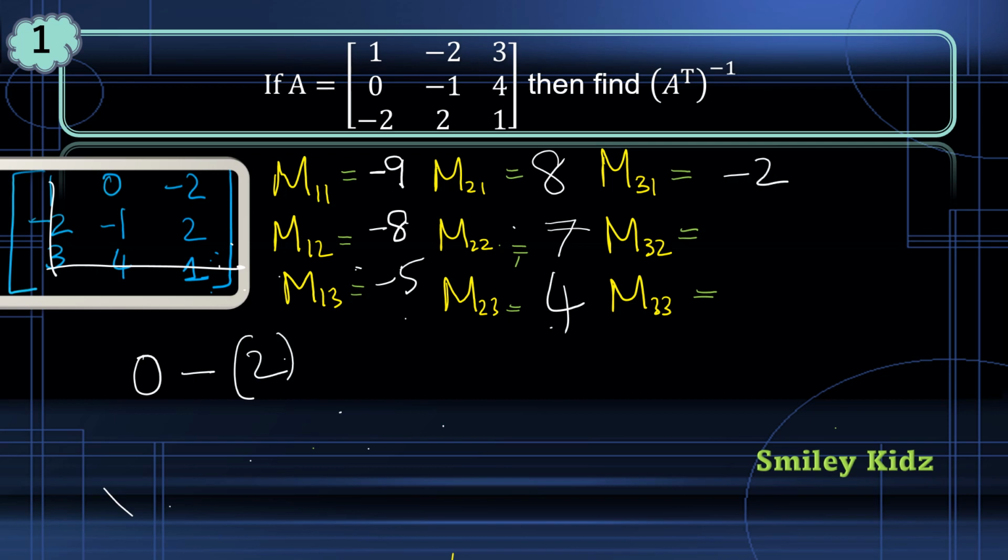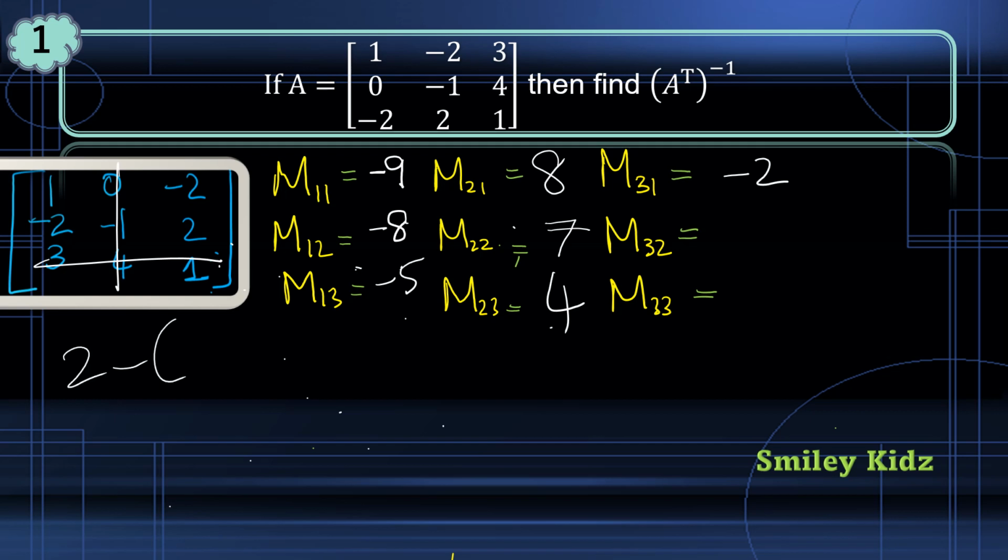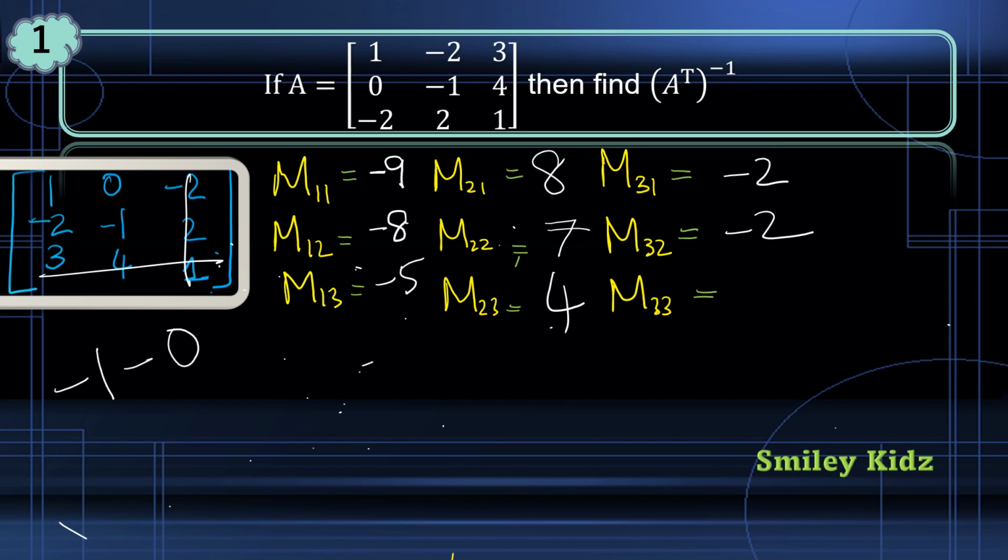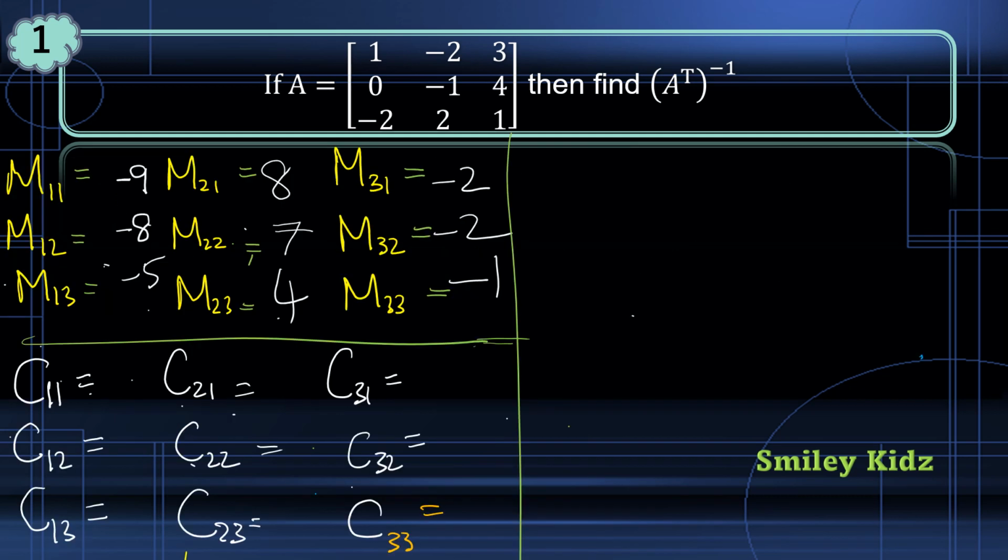Alright, now the second element is 4, cut down the rows and columns, 4 belongs to here, you have 2 minus of 4, isn't it? 2 minus 4, that is minus 2. Now lastly, we have minus 1 minus 0, that is minus 1. So here you'll have minus 1. Now let's find out what are the cofactors of this matrix.